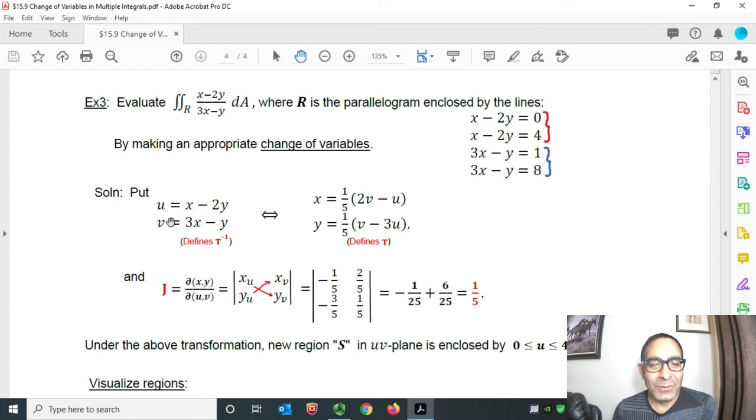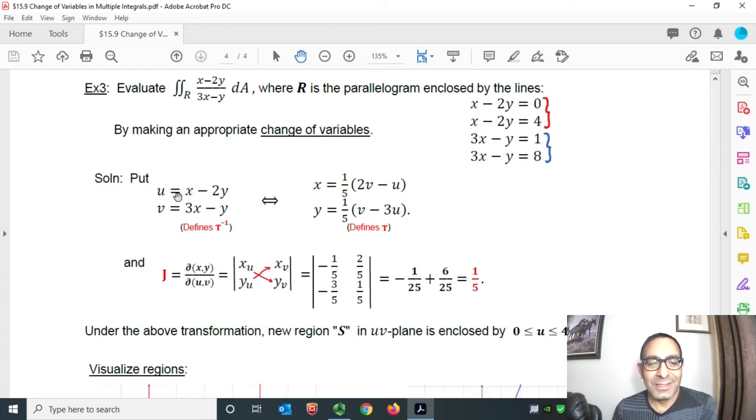Great. So with this substitution, these equations define a T-inverse transformation from the xy plane to the uv plane, but we need the transformation from the uv plane to the xy plane. So let's solve these equations for x and y. After solving, we get x equals 1/5 times (2v minus u), and y equals 1/5 times (v minus 3u). Now these x and y equations define the transformation T that we are looking for.